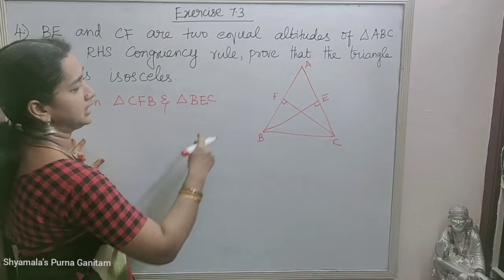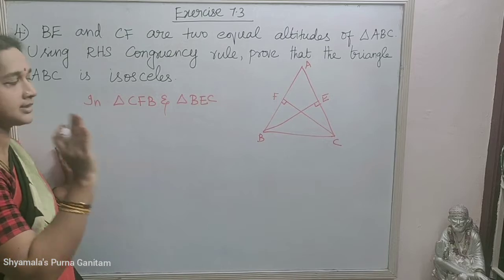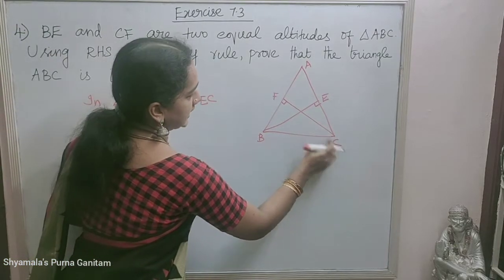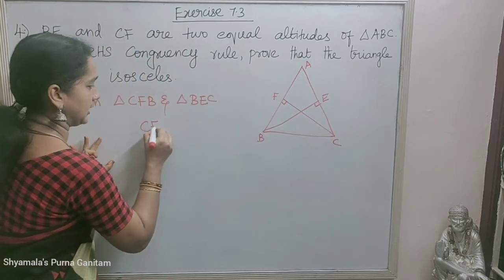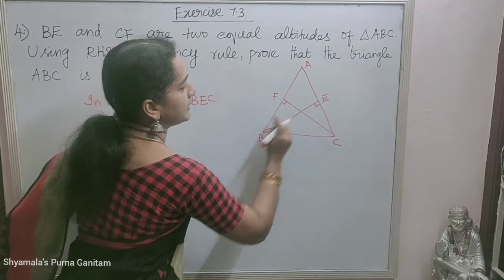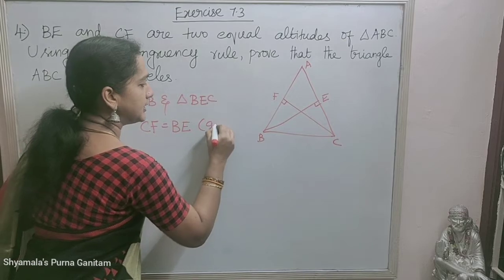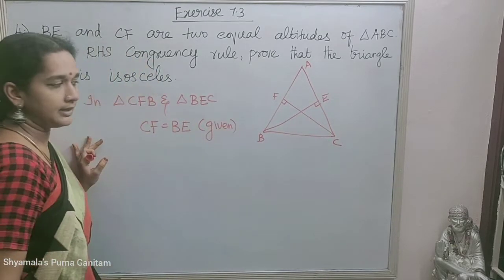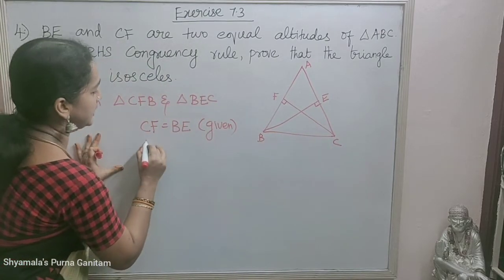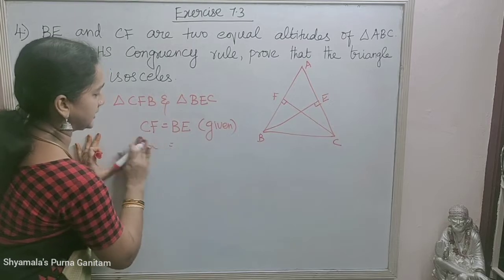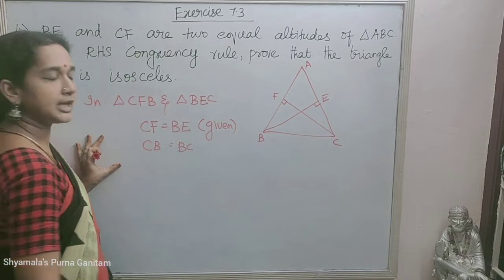So in these two triangles, it is already said that the altitudes are equal. It is given already. In triangle CFB, the altitude is CF. So CF is equal to, in triangle BEC, the altitude BE. So CF is equal to BE. This is given in the question. Then in these two triangles, BC is common. So CB is equal to BC.